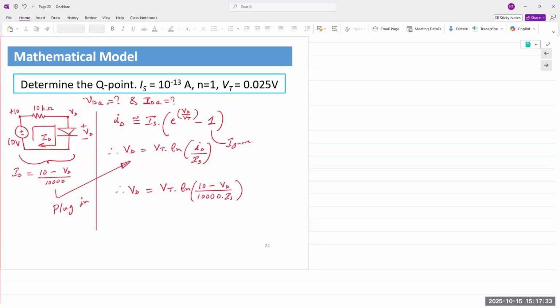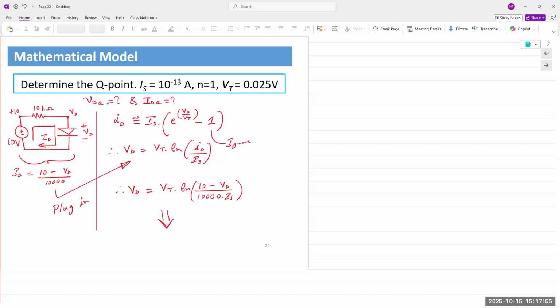This is a transcendental equation. It has a logarithmic function in it, but there is no closed form solution that exists. We can't find it directly. We need a starting point. So let's not spend too much time on it.